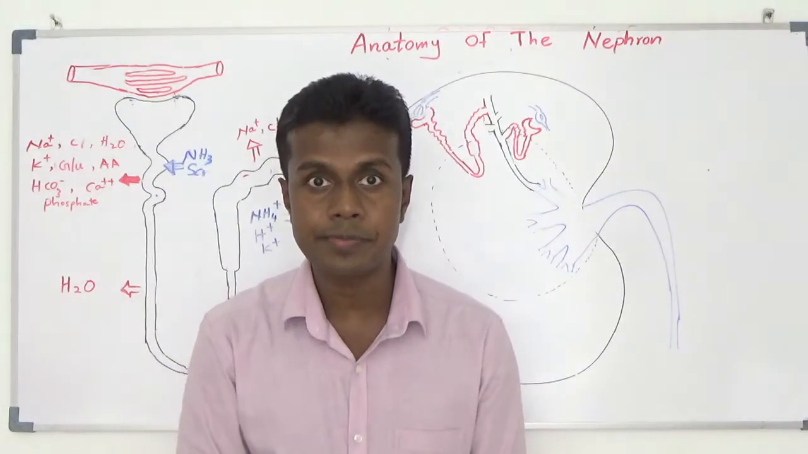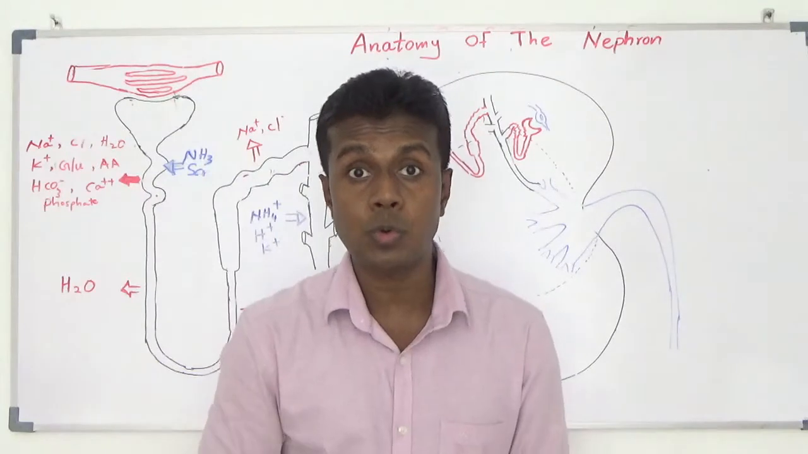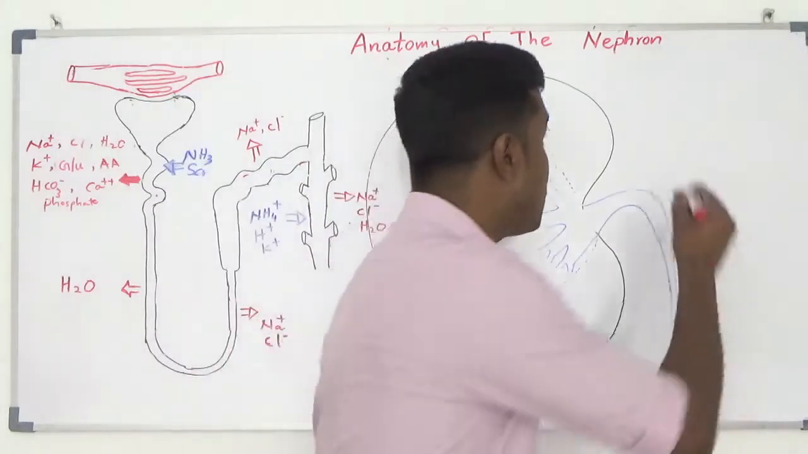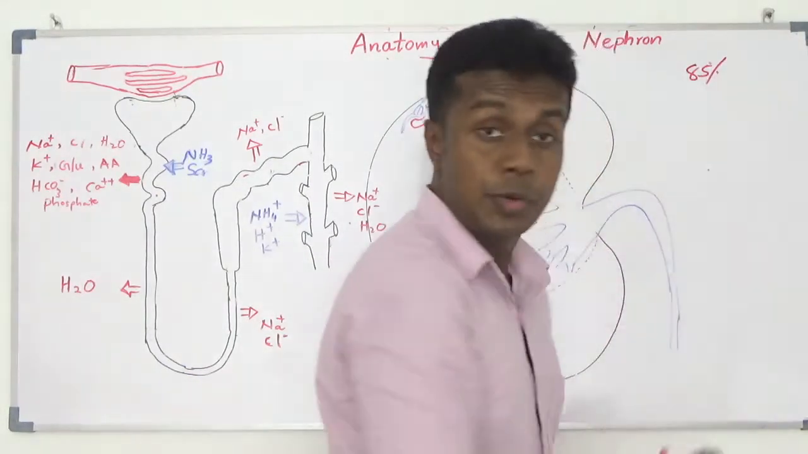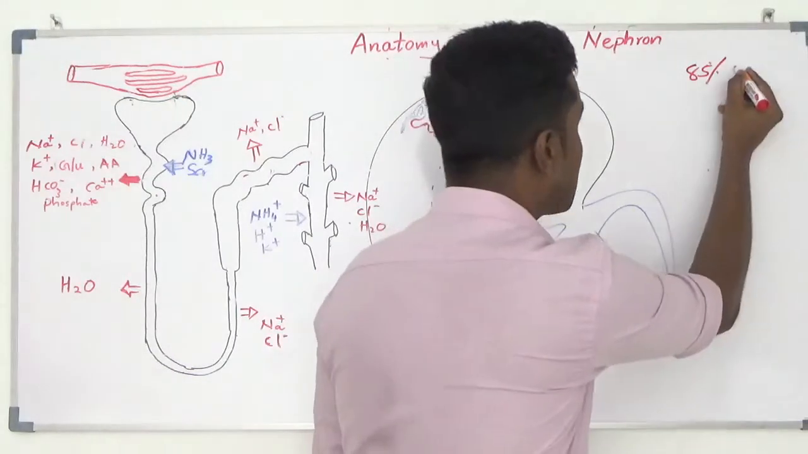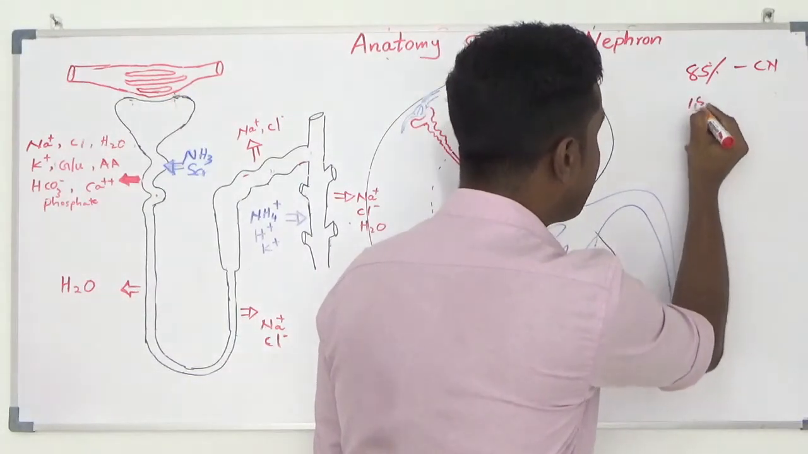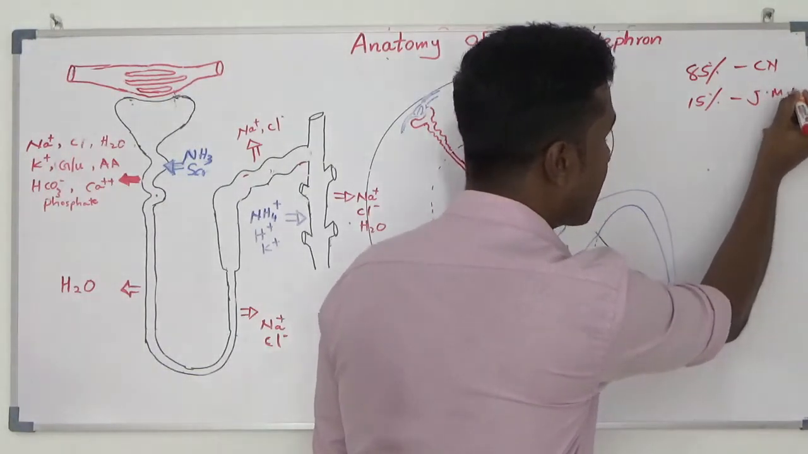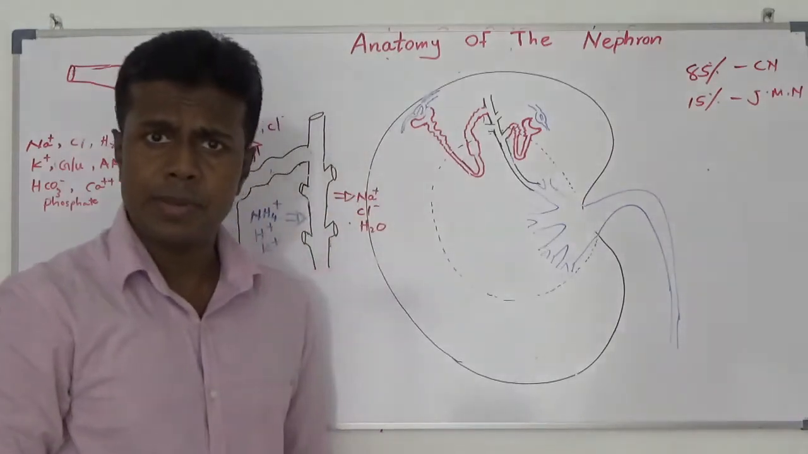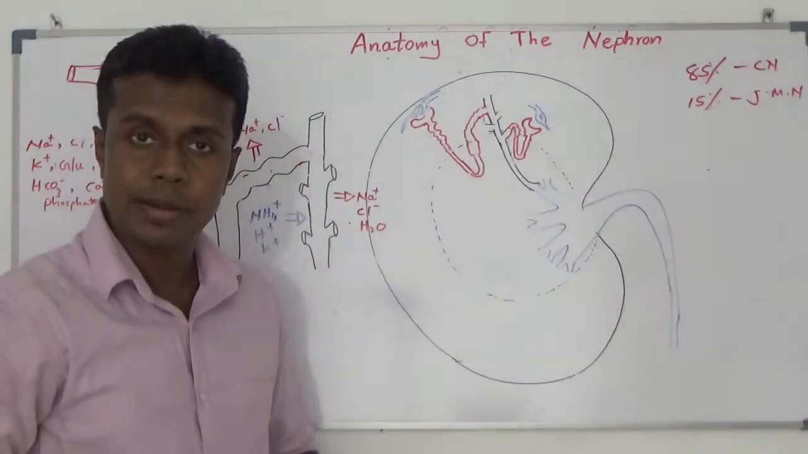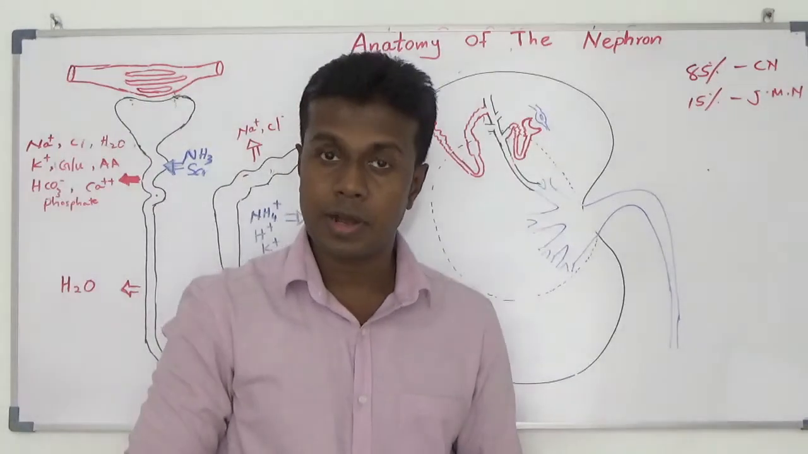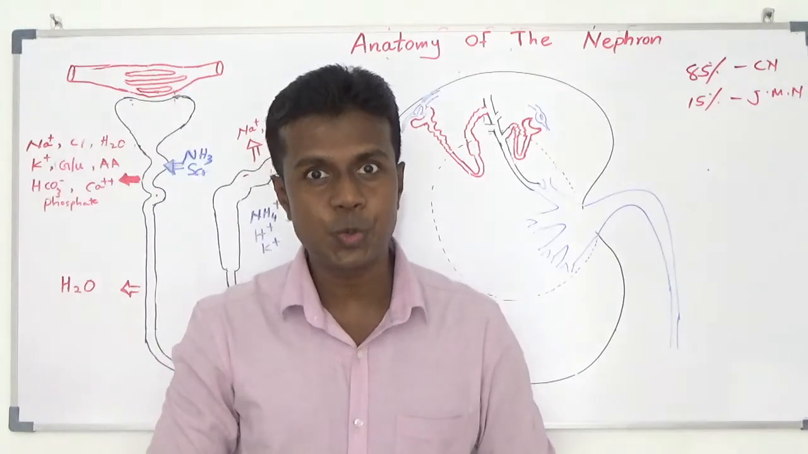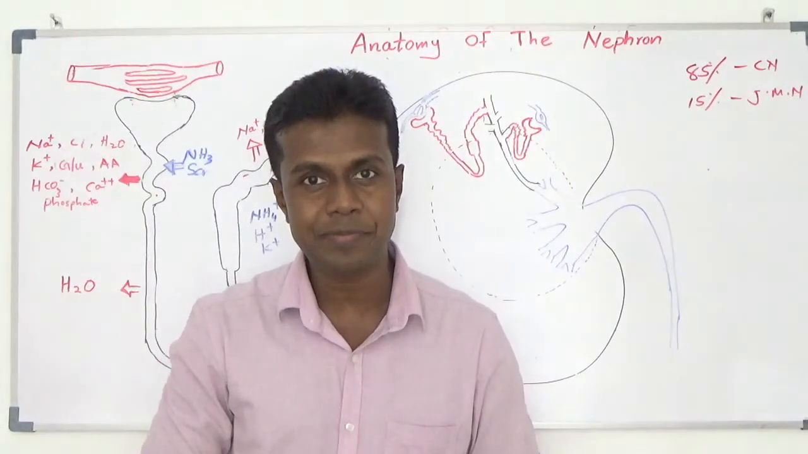85% of the 2.4 million nephrons are called cortical nephrons. The rest, that means 15% of nephrons, are called juxtamedullary nephrons. Can anyone tell me the difference between cortical and juxtamedullary nephrons, other than the spellings? For the spelling difference, you do not get any extra mark at the exam.